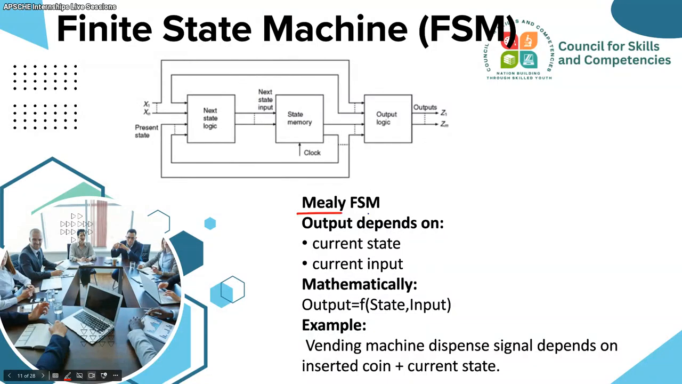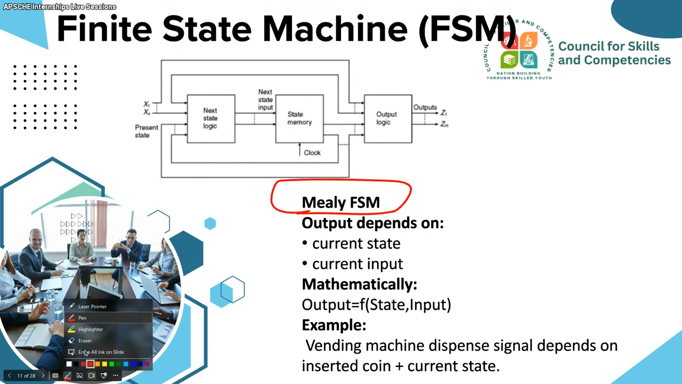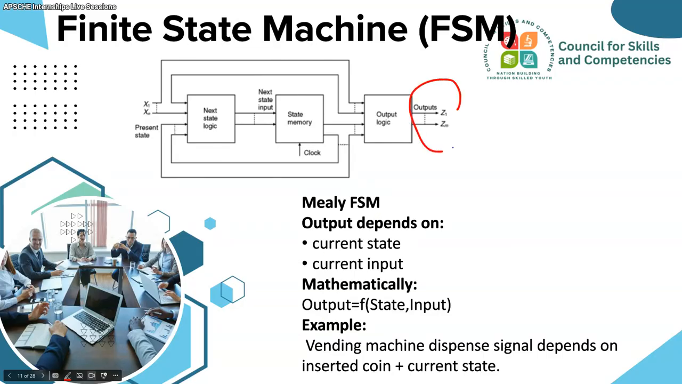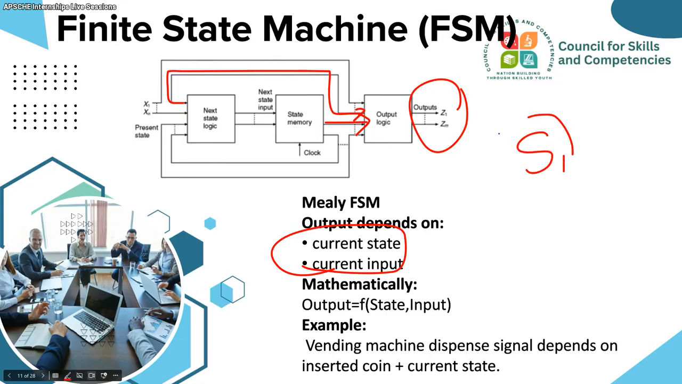Now comes the Mealy machine. Sir, what are you trying to tell with the Mealy machine? Okay. So the output, you always try to think of this: the output is going to depend upon the present state and the current input. Depending on this, the output changes for the state. That means the output is not fixed for one particular state. The output is changing depending on the current state.